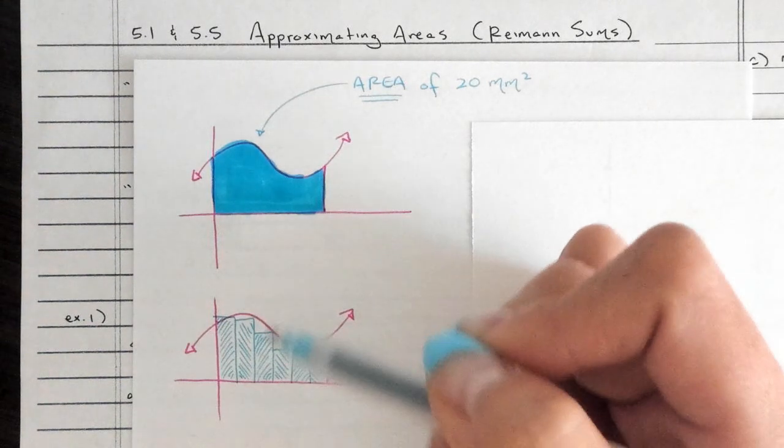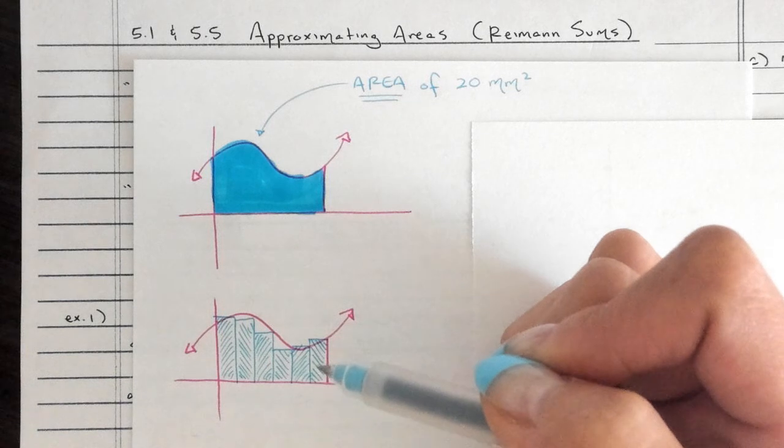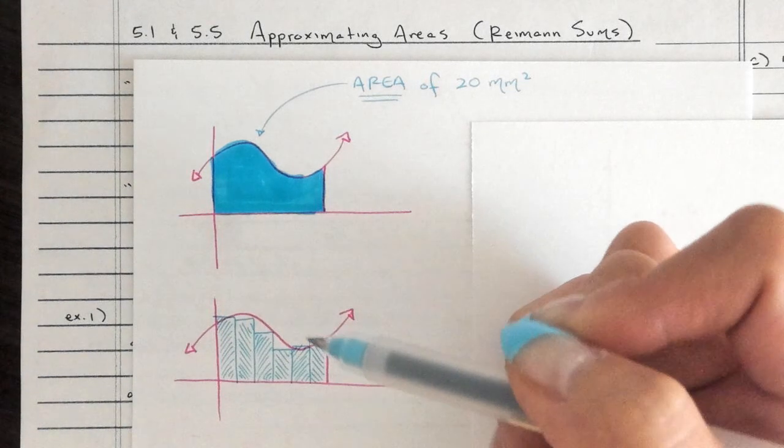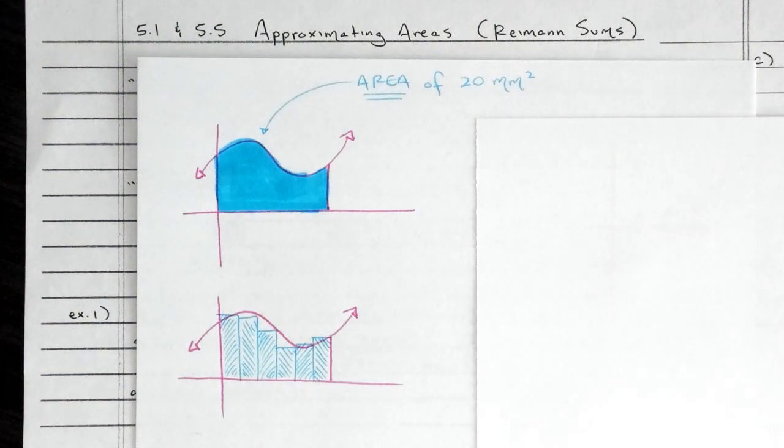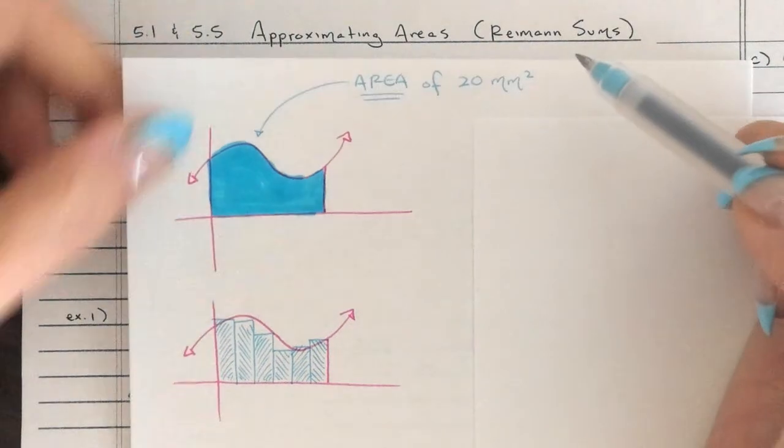So we're going to start with a few less rectangles. We're not going to do 100. We're going to do some. That's the basic gist of approximating areas using Riemann sums.